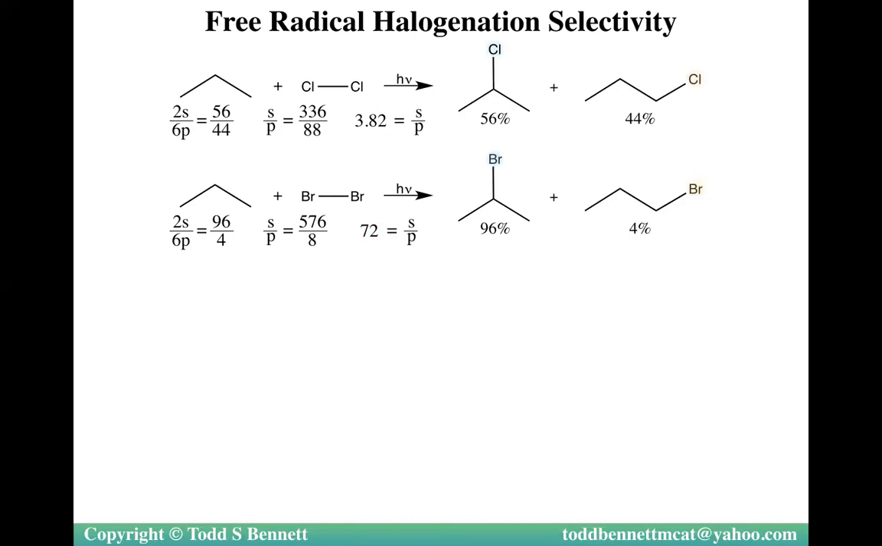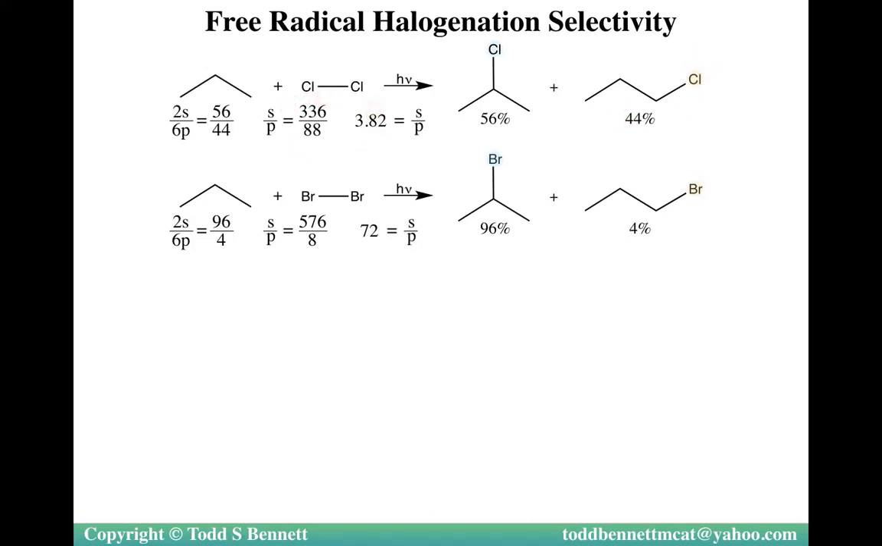So let's say you needed to get a primary alkyl halide. You'd want to do that reaction with chlorine rather than bromine because it's less selective, so it might give you more primary. And then you'd also want to do it at a higher temperature, because the higher the temperature, the faster the reaction goes. As a reaction goes faster, it becomes less selective, so you end up getting even more of that preference.